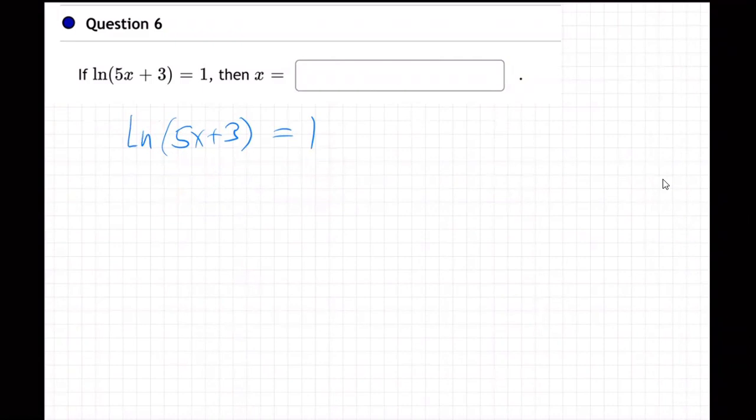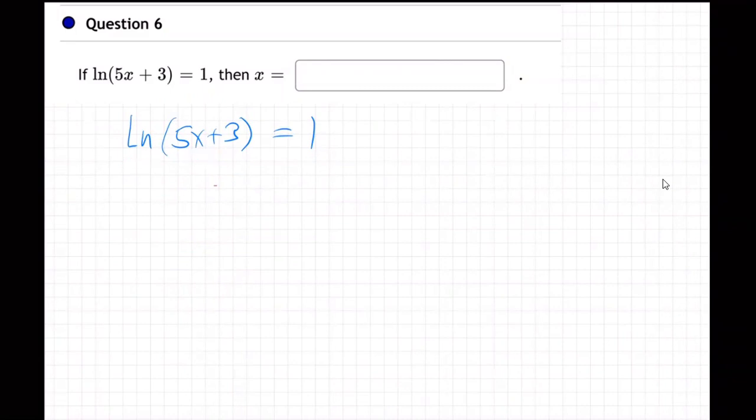By the way, this is not multiplication. This does not mean ln times 5x plus 3. This is one of those situations where parentheses do not mean multiply. Then what do they mean? They mean function, like f of 2 or f of x. That means plug into the toaster, plug into the f function. 5x plus 3 is plugged into the natural log function, like bread in a toaster. That does not mean multiply.